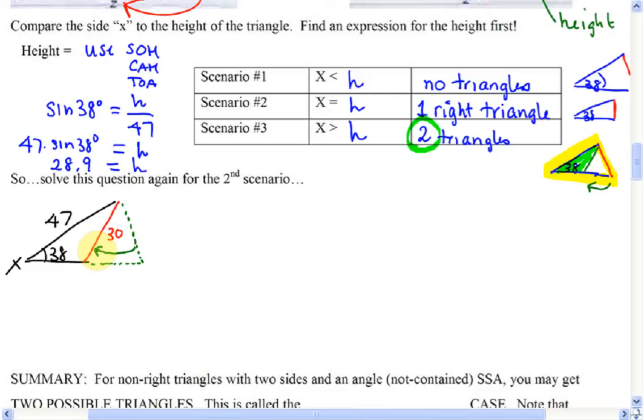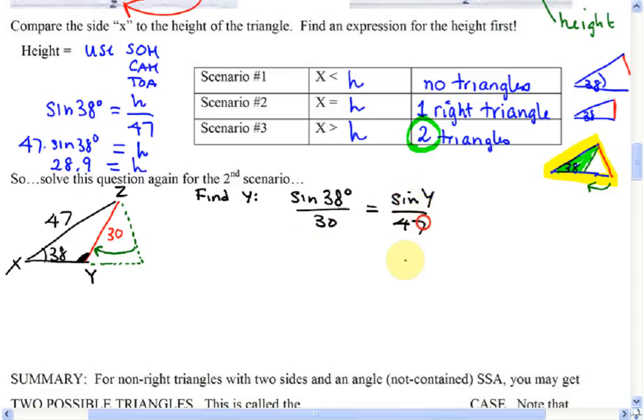So, how are you going to solve this question again? Well, what I'm going to ask you to do is once again find y. How would you set this up for me? Somebody help me out. I need to find this angle now, right? Sine of 38. Thank you, Kevin. Keep going. Sine 38 over 30 equals sine of y over... Good.